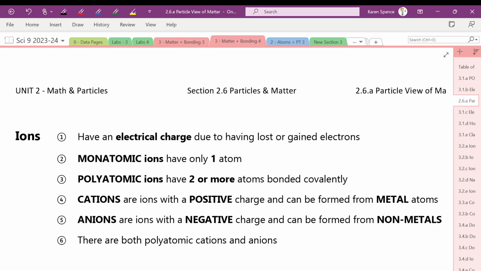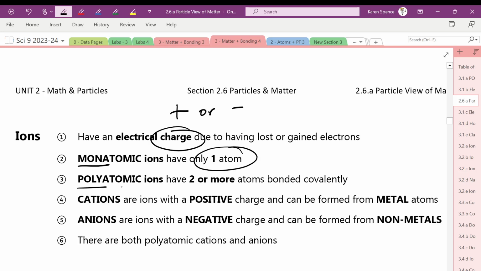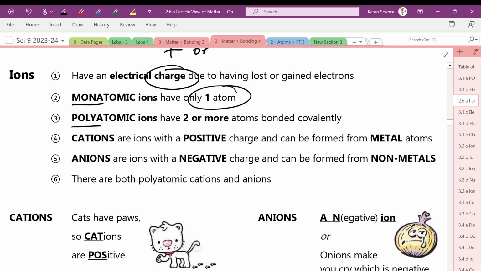Ions. How do you know that you have an ion? You have a charge. It's either going to be positive or negative. What does it mean if an ion is monatomic? That means it has one atom. If it is polyatomic, it has two or more atoms.